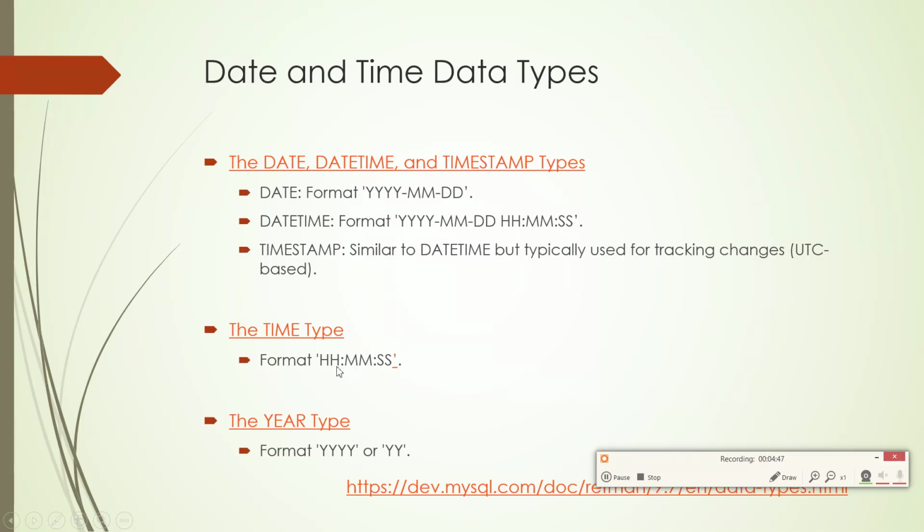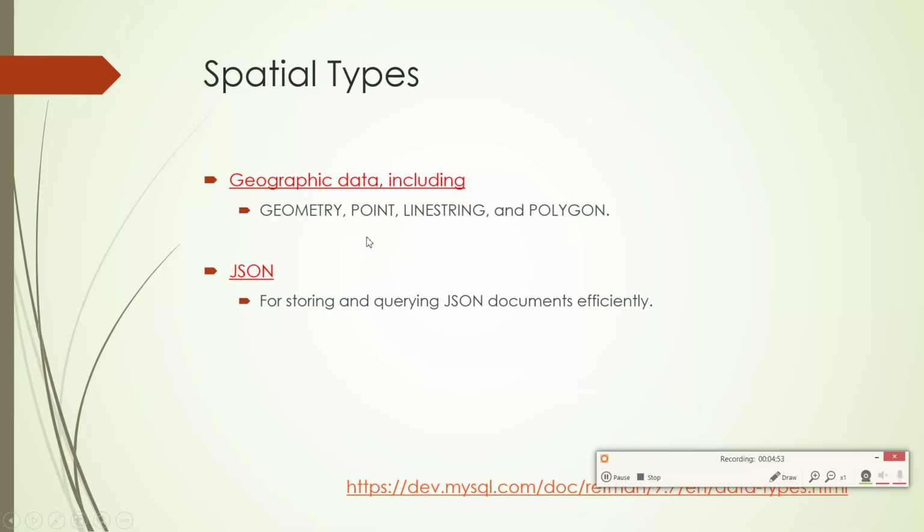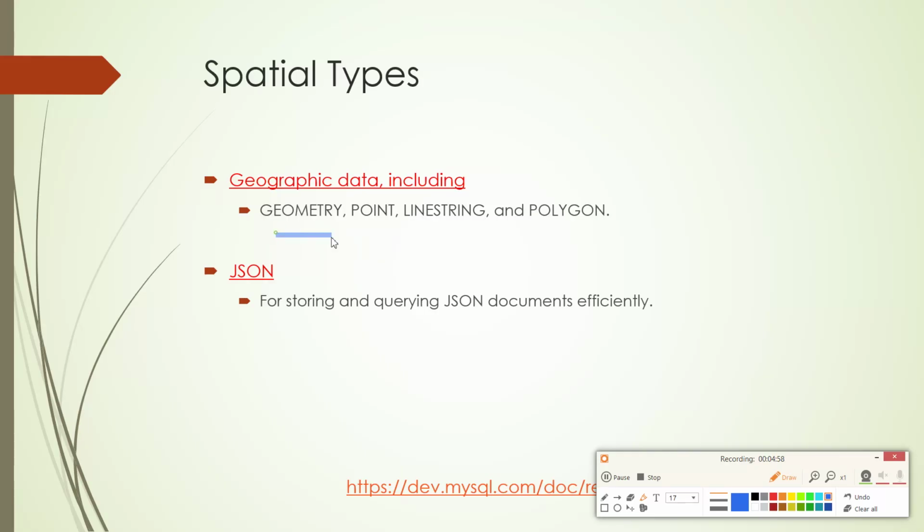And for special types, for example if we are dealing with geometry, point, string, polygon. So these are the data types, and for special document representation we have the JSON format. These are the data types that could be used for different applications.